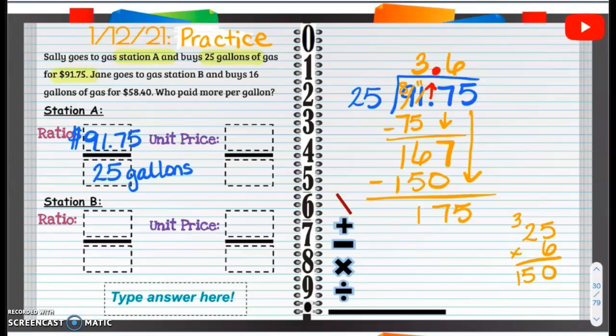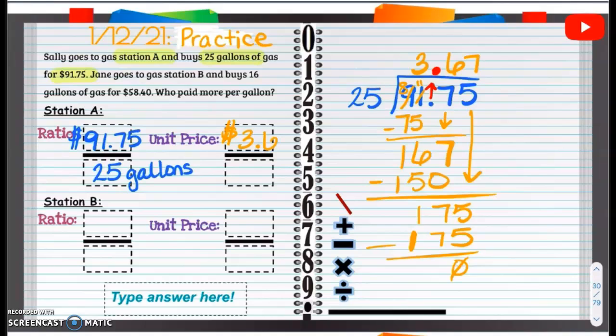All right, now we're going to see, how many times can 25 go into 175? So that is actually going to be 7 times. So 25 times 7 is, in fact, 175. We're going to subtract and we get 0. So her price for gas station A is $3.67 for 1 gallon. I'm just going to put GAL for gallon.